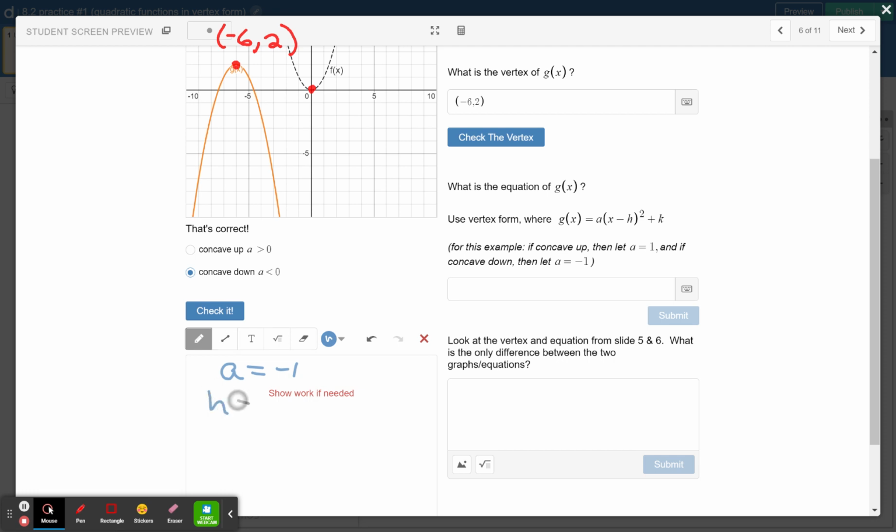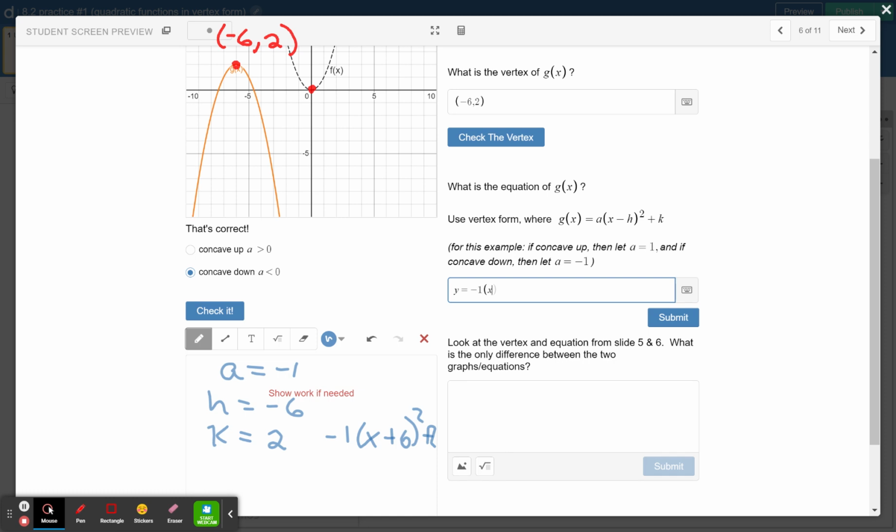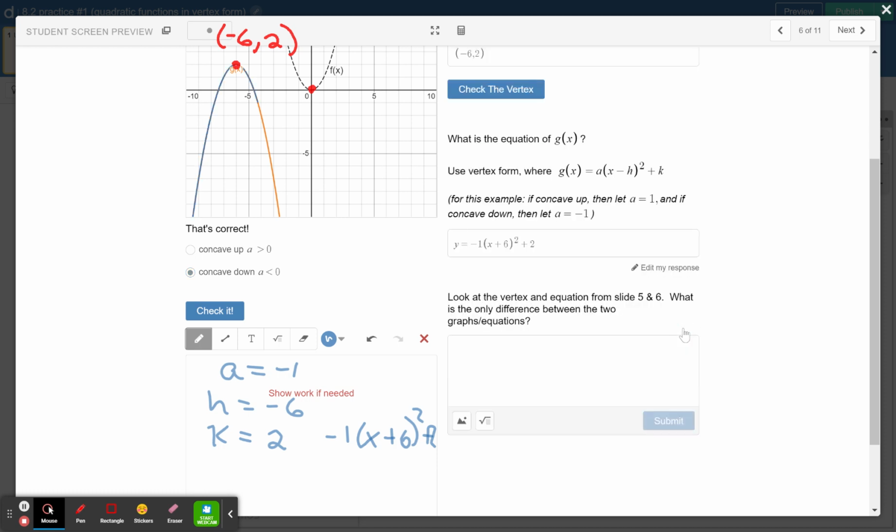Okay, we already said our h value was -6. We already said our k value was 2. So then we just have to plug it in. Remember, minus a negative gets us that +6 inside. And then it's just going to be a +2. So y equals the -1, x plus 6 squared plus 2. Let's see. There you go.